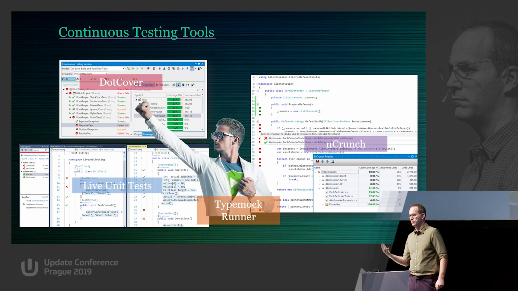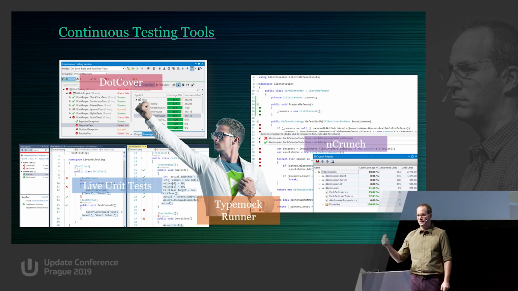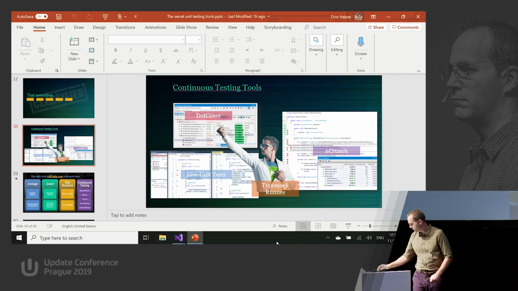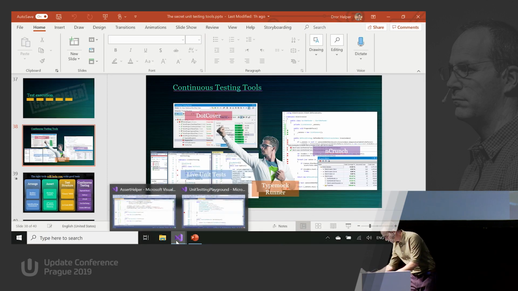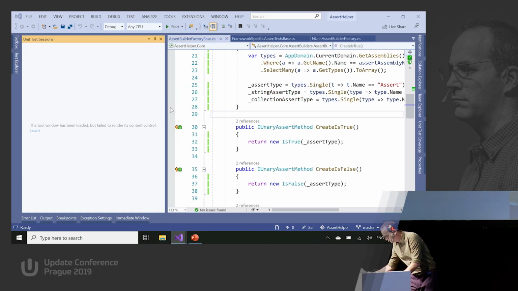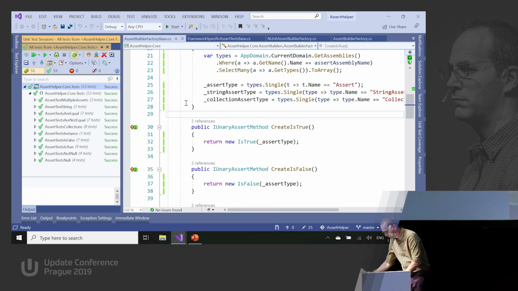Essentially, what those tools do is run coverage on your code. Then when you change something, they know exactly which tests to run for you. So, we'll try to run a demo, but there was a slight hiccup in the beginning. Here we go. Here I have a bunch of tests for my assert helper library.